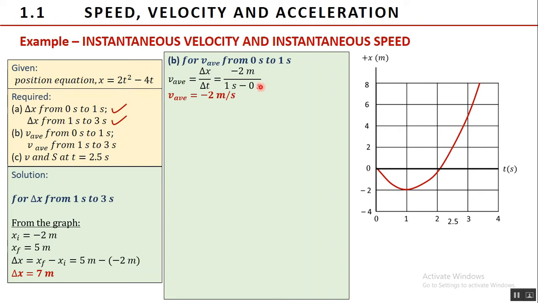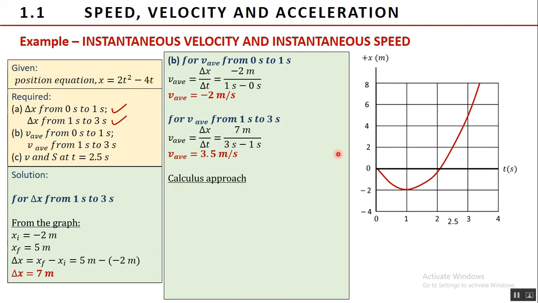The average velocity for the time interval 0 to 1 second is −2 meters per second. For the time interval 1 to 3 seconds, the average velocity is positive 3.5 meters per second. Now, take a look carefully.